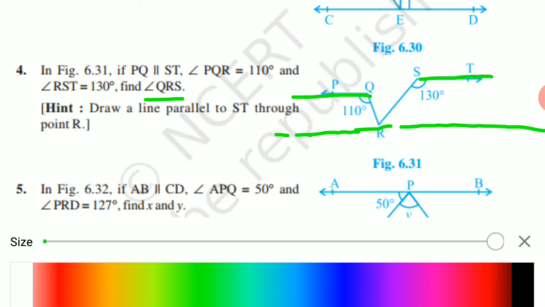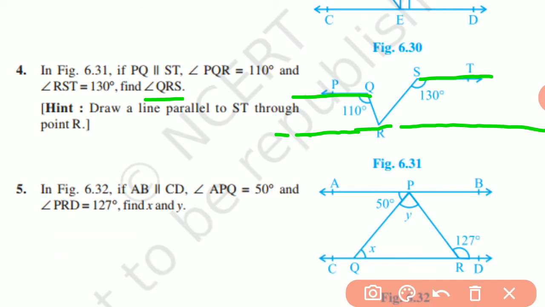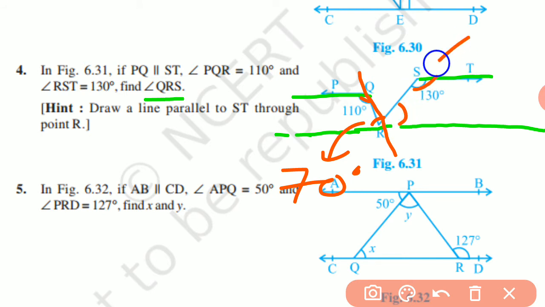Now we see that this line is a transversal, and this is the pair of interior angles. This is 110, so this angle will be 180 minus 110, that is 70 degrees. And similarly, this line is a transversal and these two lines are parallel, so this is a pair of interior angles. This is 130, so this angle will be 180 minus 130 equal to 50 degrees.